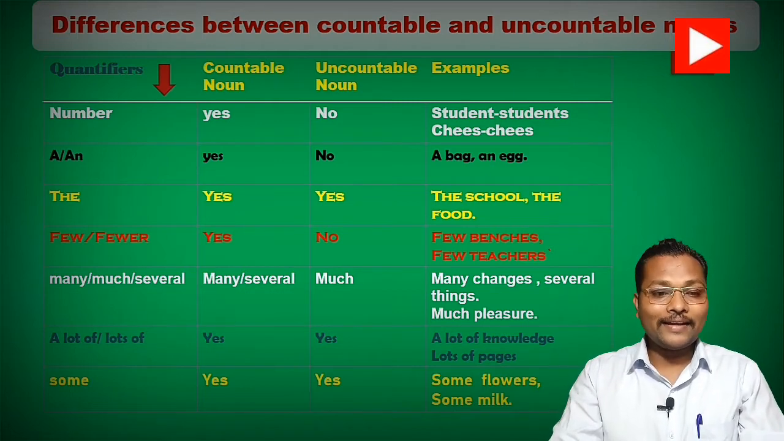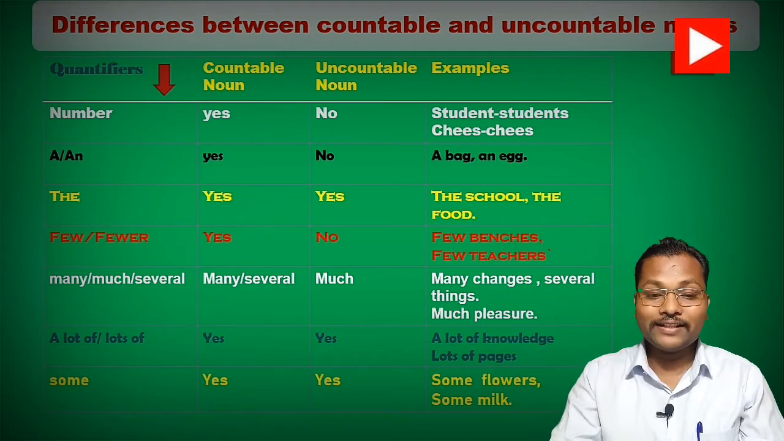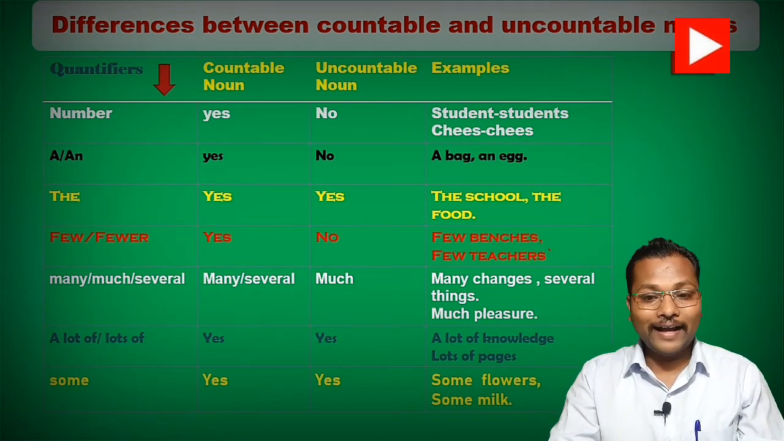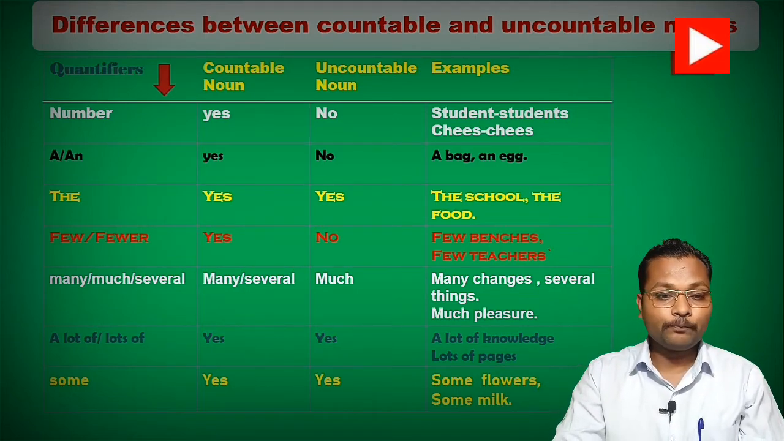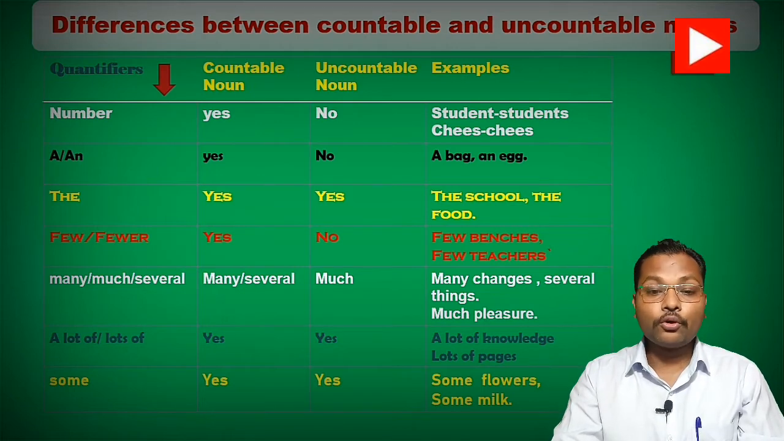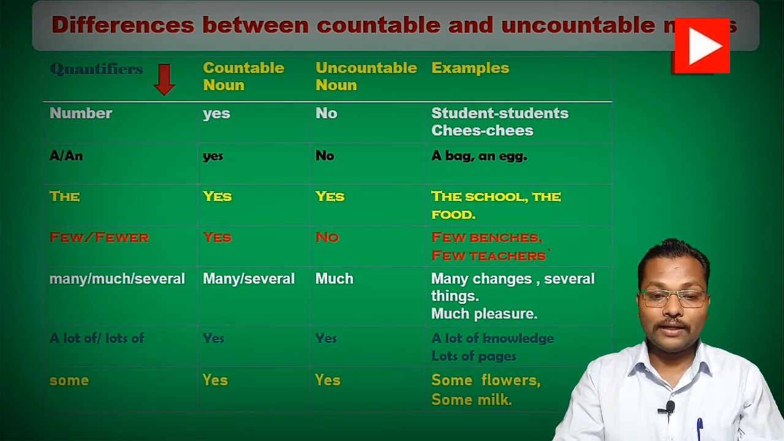Articles a and an are used before countable nouns, but they are never used before uncountable nouns. Like we say a bag, an egg, but we never use a or an before uncountable nouns. The is used before countable as well as uncountable nouns. For example, the school is countable noun, and the food is uncountable noun.